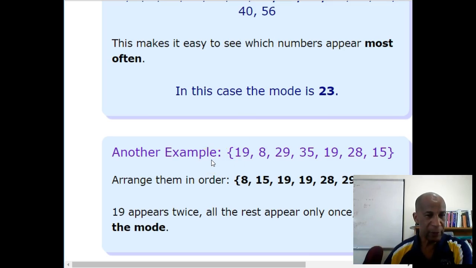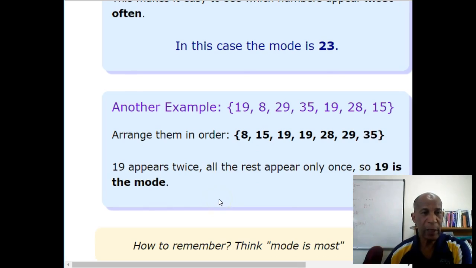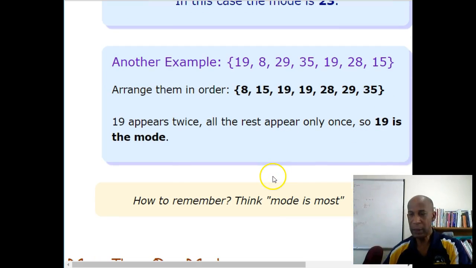Let's look at another example. Here we have a set of numbers: 19, 8, 29, 35, 19, 28, 15. First we arrange them in order, and so the set becomes 8, 15, 19, 19, 28, 29, and 35. 19 appears twice. All the rest appear only once, so 19 is the mode.